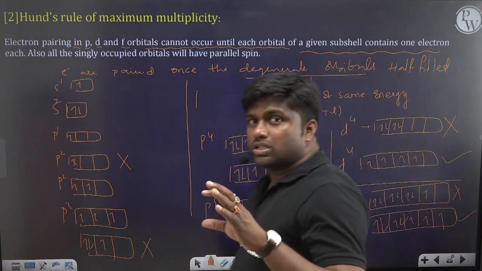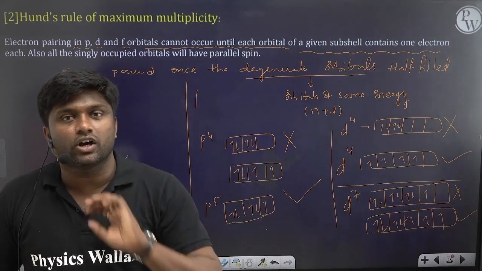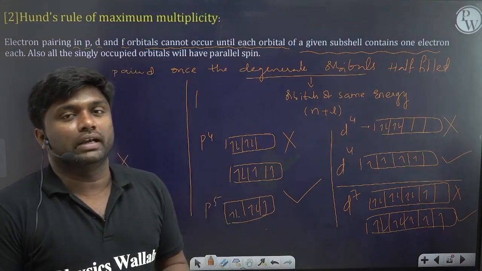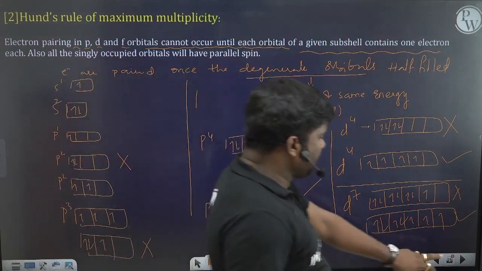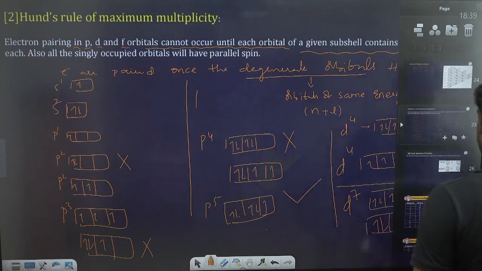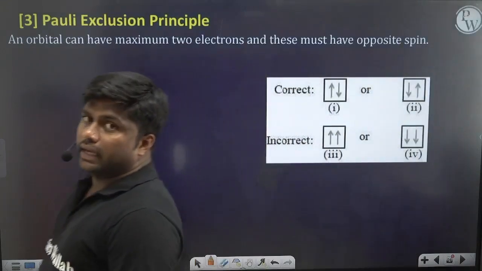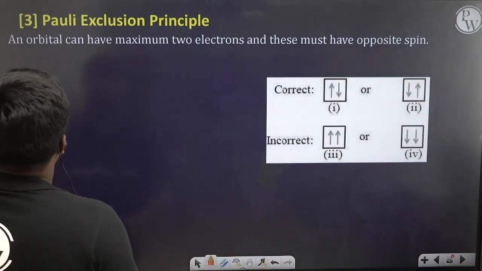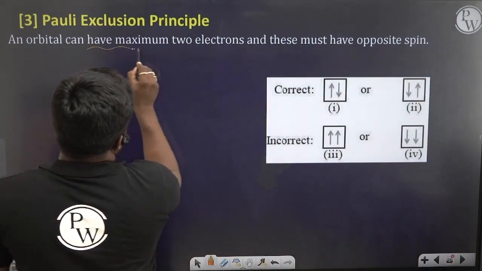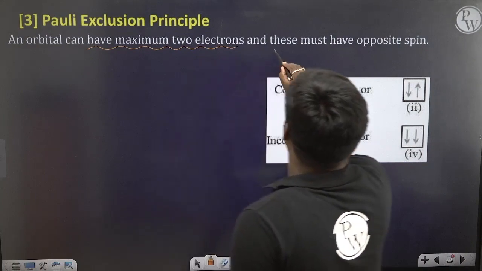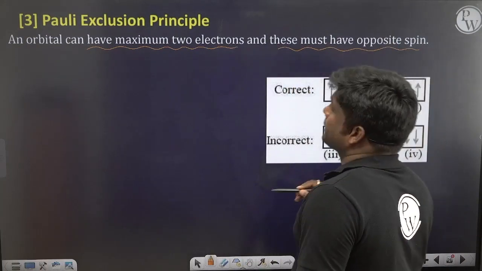So electrons are paired once the degenerate orbitals are half filled. This also you should keep in mind while writing the electronic configuration. And the last one is Pauli's exclusion principle. According to Pauli's exclusion principle, an orbital can have maximum 2 electrons. These must have opposite spin.